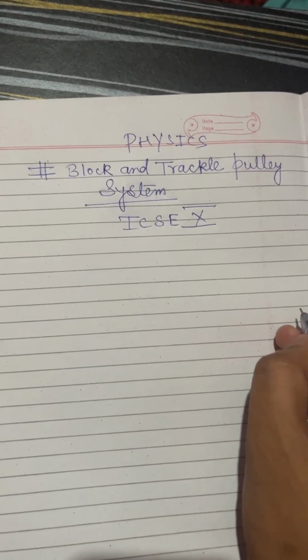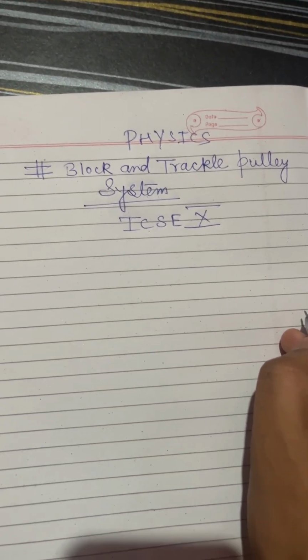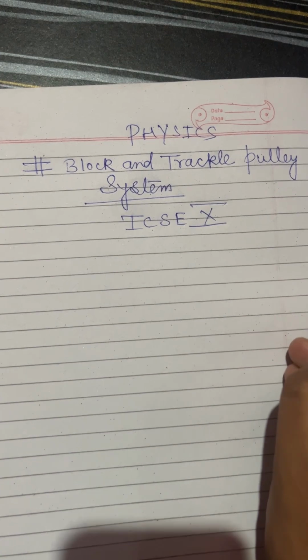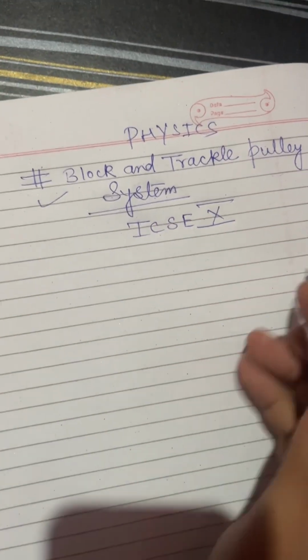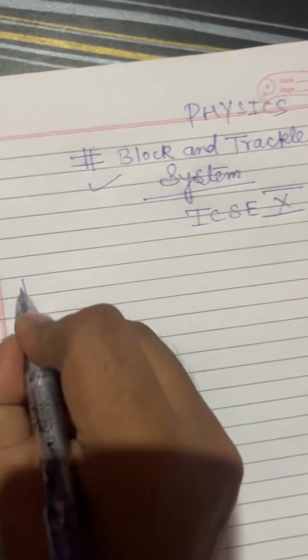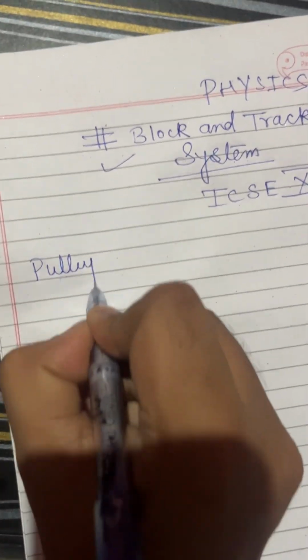Hello student, today I am going to help you understand a Physics Class 10th ICSE chapter, Machines, and the topic is the block and tackle pulley system. Before learning this, we will look at the diagram related to a pulley.